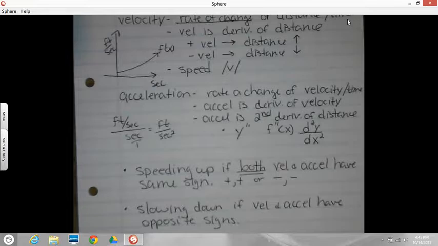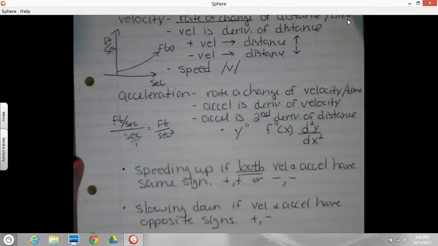So speeding up if they're both the same, slowing down if one's positive, one's negative. Alright, so the story problems today aren't too bad if you take your time and really look to see what they're asking for. Is it velocity? Is it acceleration? Is it distance? So let's go through a couple.